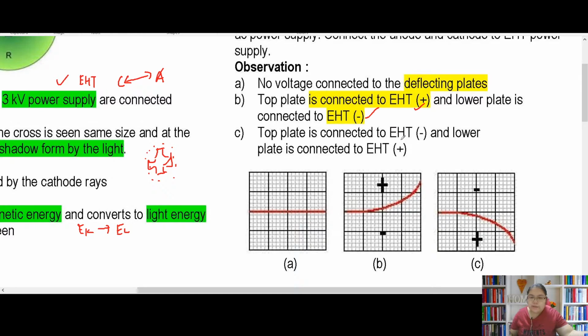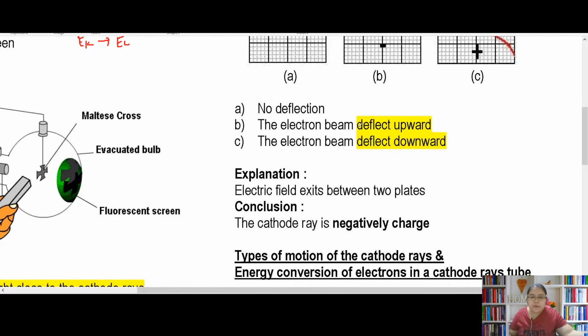If I reverse the terminals again, you find the cathode ray is also deflected, but it deflects downwards. It means the cathode ray keeps seeking the positive charge. So from here, this is the explanation. First one, no deflection. Another goes upward. Another goes downward. The explanation is the electric field between the two plates. Conclusion: the cathode ray is negatively charged. So we can prove the cathode ray has a negative charge, which means it keeps seeking the positive charge.